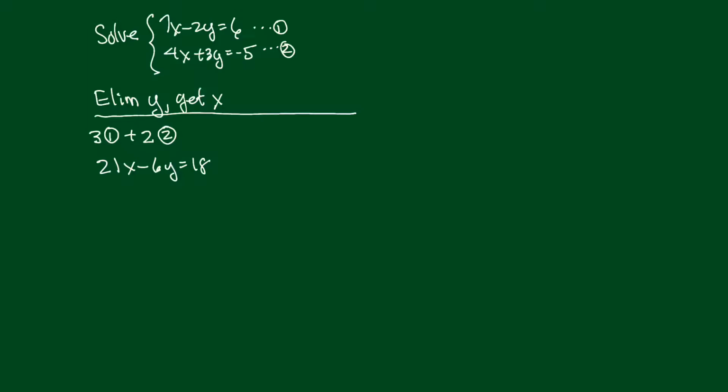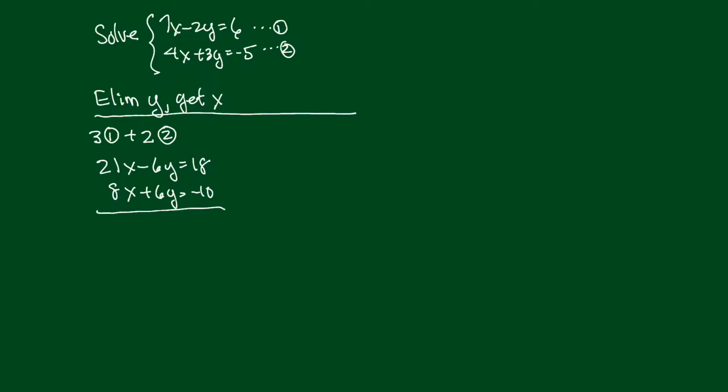Let me just check that. I'm multiplying by 3. So I get 21, 6, and 18. Negative 6. Okay, it looks good. And now, for that second equation, I can turn that to a 6 if I multiply it by 2. So take that 2 and run it through that entire equation. It will look like this: 8x plus 6y equals, and I'm multiplying by 2, so negative 10.